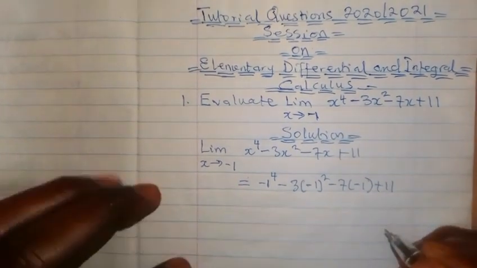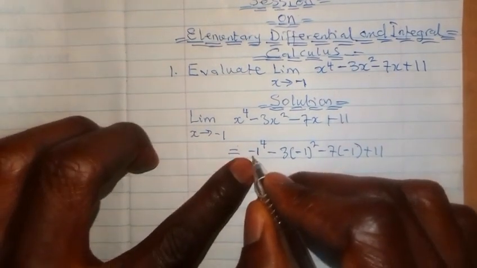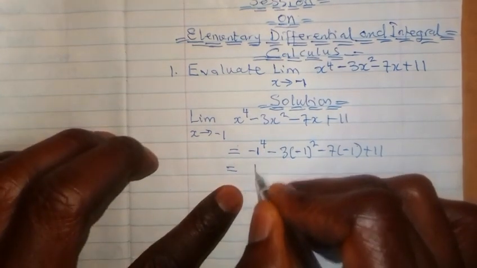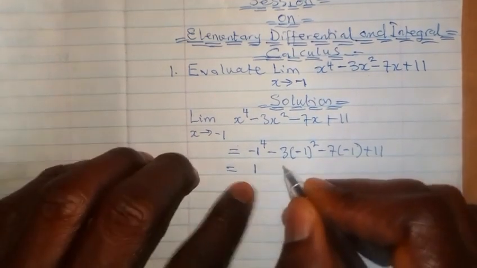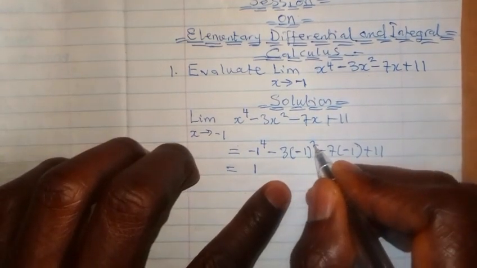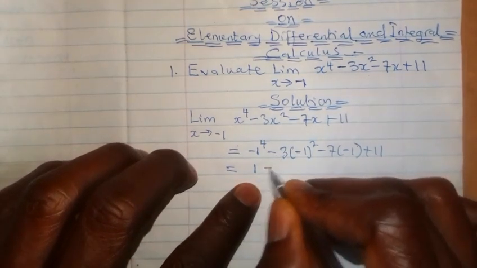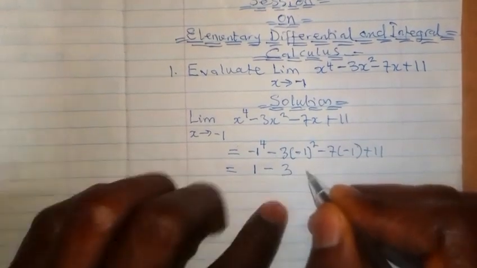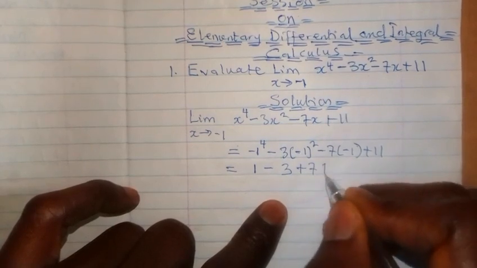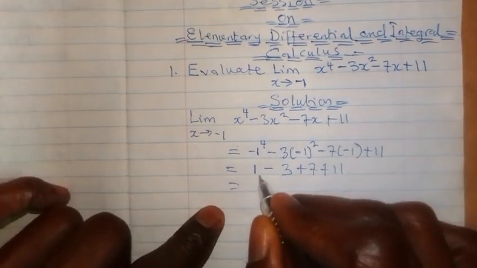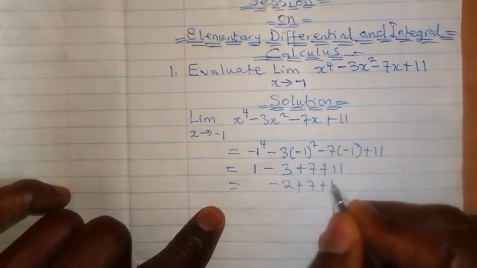then plus 11. Now in this case, what do we do? We simply evaluate. Now minus 1 power 4 will give us 1. If the power is an even power, the negative sign will turn to plus. Likewise here, since we're having an even power, the minus sign here will turn to plus. Then plus times minus will give us minus, then 3 times 1 will give us 3. Then of course we have minus 7 times minus 1, that gives us plus 7. Then plus 11.